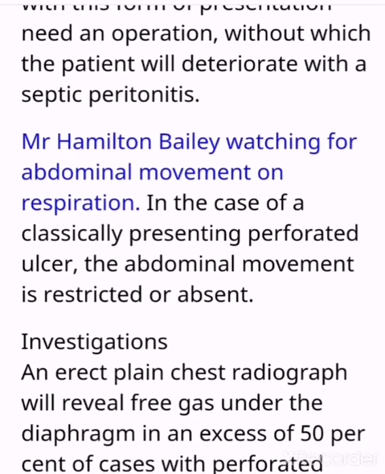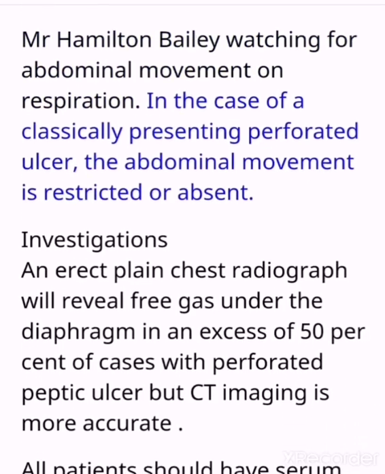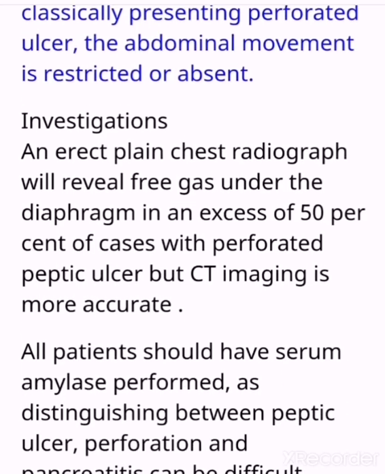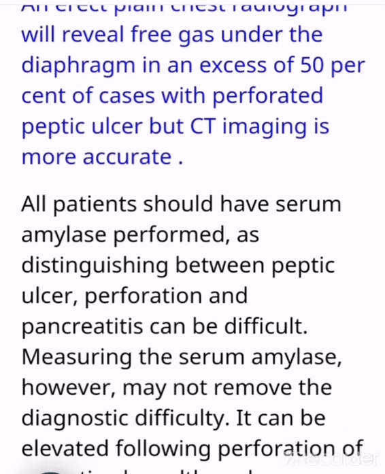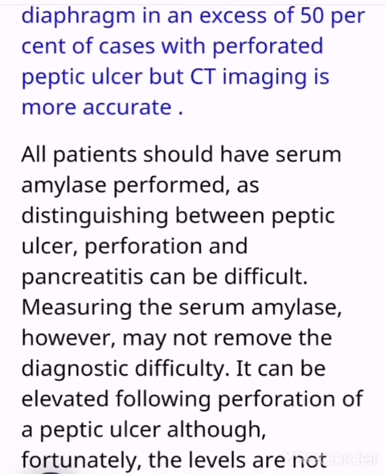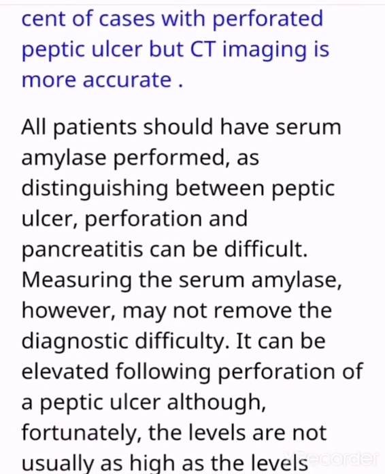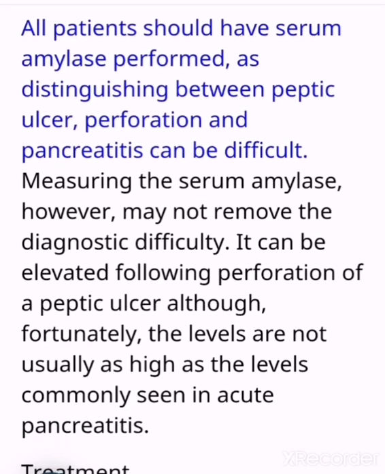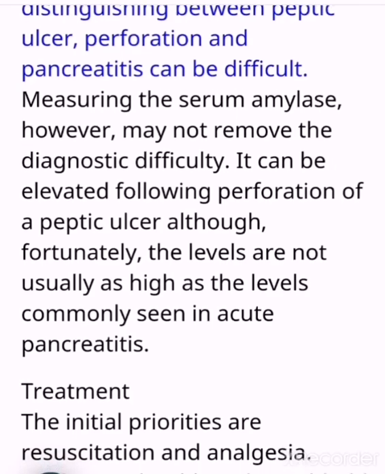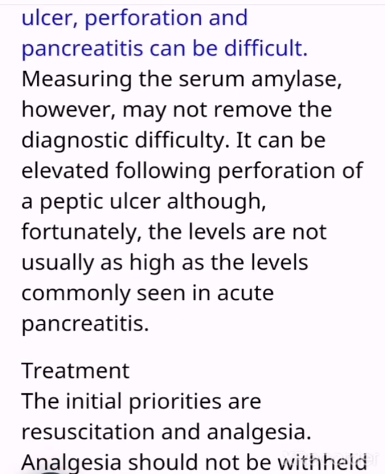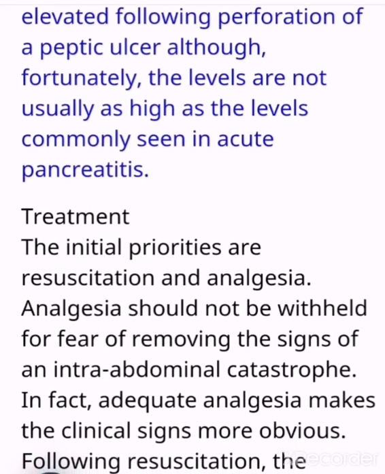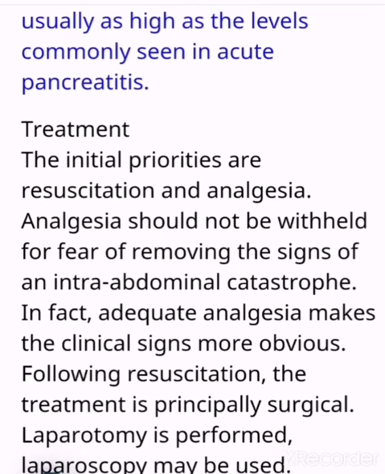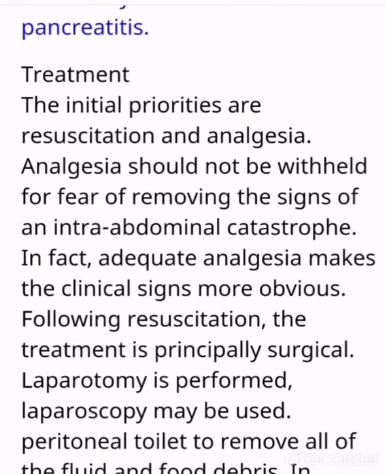Mr. Hamilton Bailey watching for abdominal movement on respiration. In the case of a classically presenting perforated ulcer, the abdominal movement is restricted or absent. Investigations: an erect plain chest radiograph will reveal free gas under the diaphragm in excess of 50% of cases with perforated peptic ulcer, but computed tomography imaging is more accurate. All patients should have serum amylase performed, as distinguishing between peptic ulcer perforation and pancreatitis can be difficult. Measuring the serum amylase, however, may not remove the diagnostic difficulty. It can be elevated following perforation of a peptic ulcer, although, fortunately, the levels are not usually as high as the levels commonly seen in acute pancreatitis.